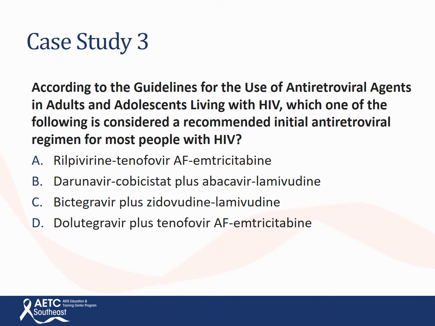The correct answer is D. According to the guidelines, the recommended initial regimens for most people with HIV is a 2-drug NRTI backbone combined with an integrase inhibitor anchor drug. The choice of which one of the recommended antiretroviral regimen options to use depends on multiple factors like pill burden, dosing frequency, drug interactions, comorbid conditions, and baseline HIV drug resistance test results.